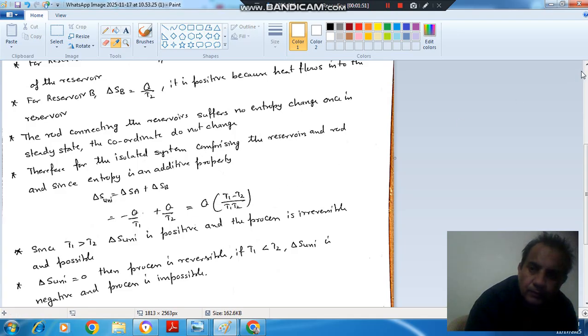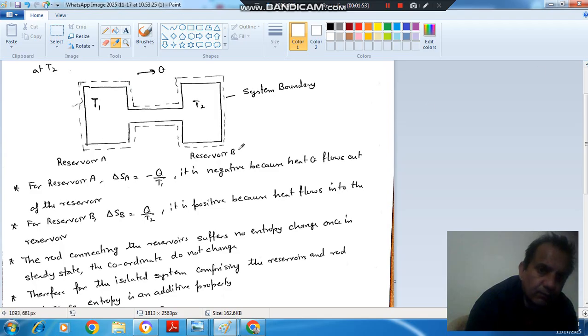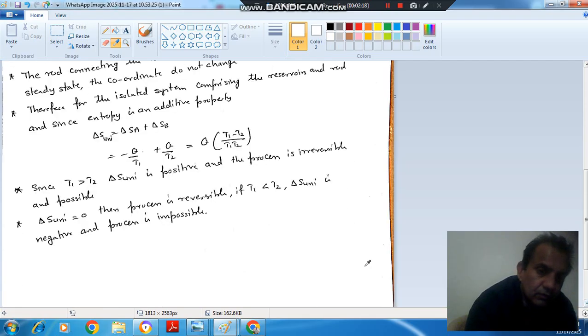Because here heat is transferred from reservoir A to B, so this temperature is higher than this temperature, or T1 is higher than T2. So then the heat transfer will take place and the process will be irreversible. If the temperature is the same and the heat is transferring from T1 to T2, then the process is reversible, and the entropy change will be 0.